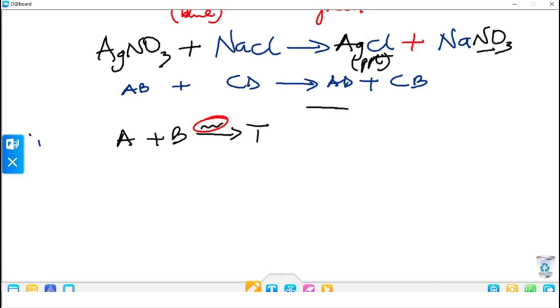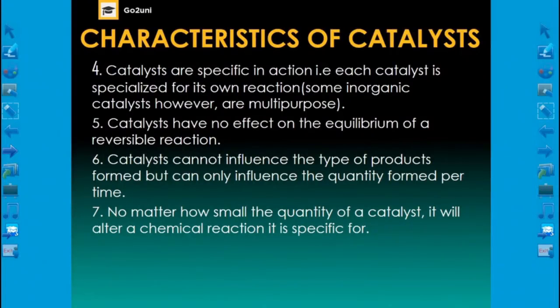I will ensure the production of a huge number of T in the same 10 seconds. It would normally take 10 seconds to produce this size of T, but the catalyst can say, since I'm involved, in 10 seconds I will produce this larger size of T. This is what a catalyst can do. So a catalyst cannot determine the type of product that will be formed, but it can only influence the quantity of product that will be formed in a given time.